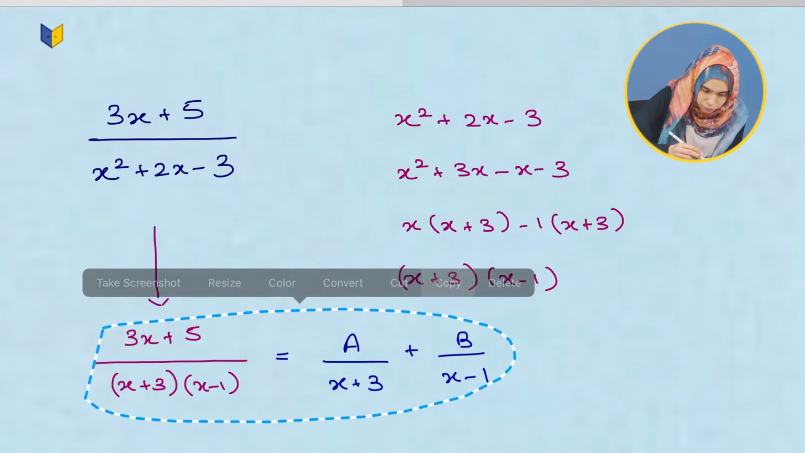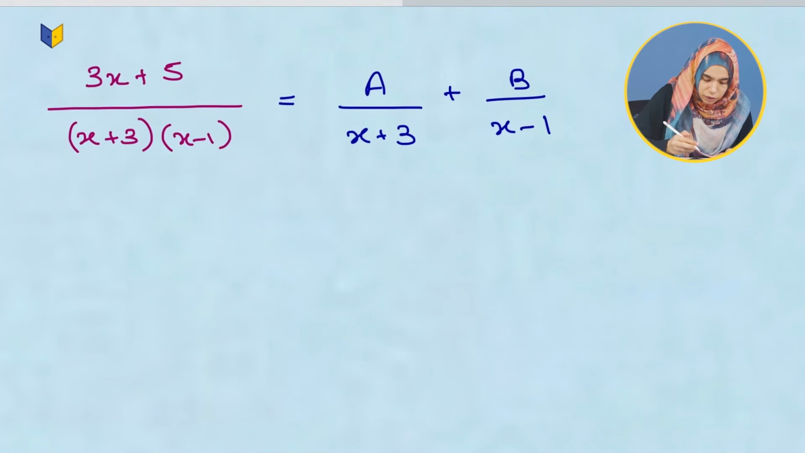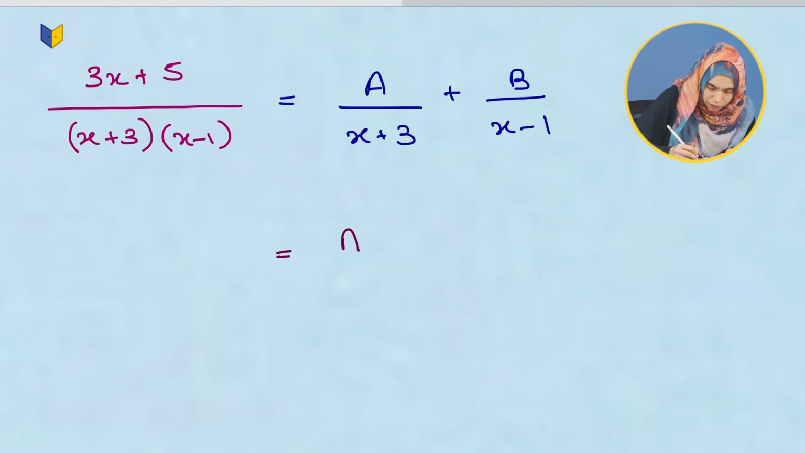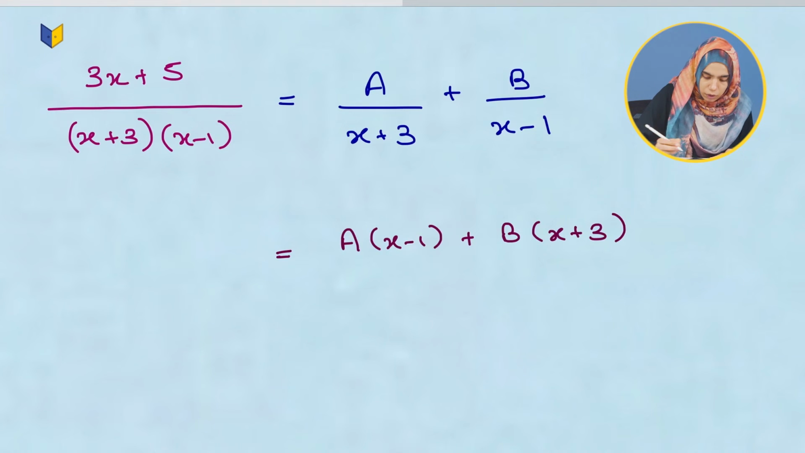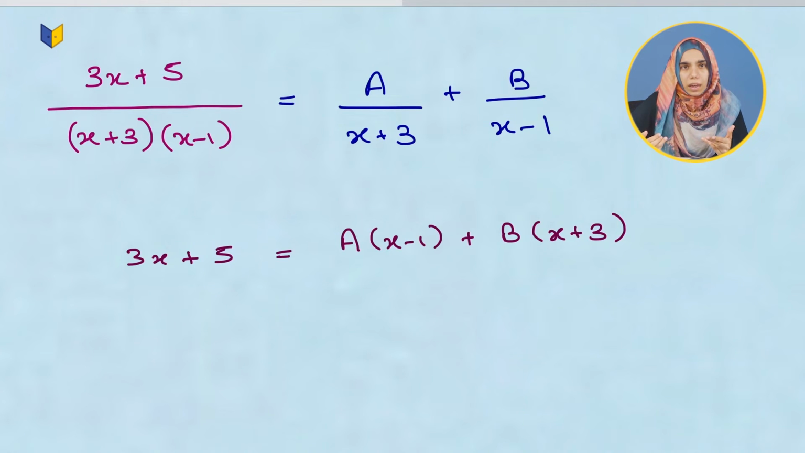Let's do that. So taking the LCM on the right hand side, I'll multiply a with x minus 1 and b gets multiplied with x plus 3. On the right hand side, we have this, and on the left hand side, we just have 3x plus 5. I'm not writing the denominators again because, like we saw in the last example, they're going to be exactly the same. So there's no point comparing the denominators.